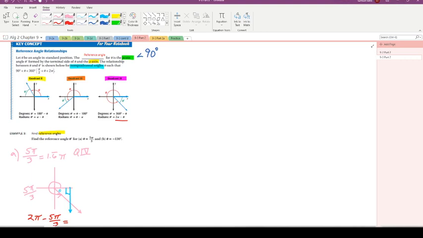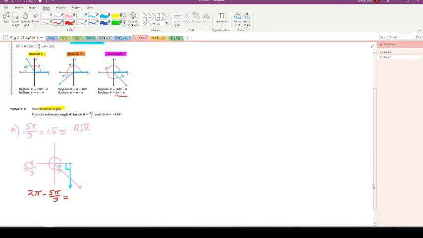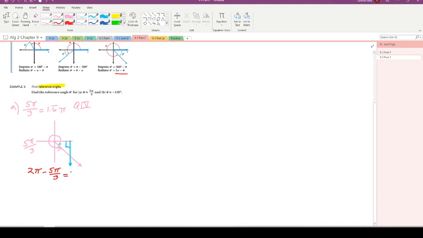Okay, bear with me while I move this down a little bit so that I can write better. So this is going to give me 5 pi. Now remember, this is over 1, all right? So I've got to multiply top and bottom by 3, okay, so that I can have the same denominator, which is 6 pi over 3 minus 5 pi over 3, which equals 2 pi over 3, okay? And that gives me my answer for my reference angle.